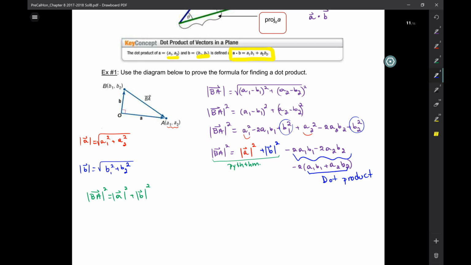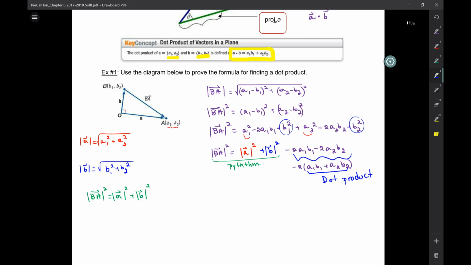Which angle are you talking about? The angle between A and B. You see this 90-degree angle? If it's 90, why do we have the dot product? That's the thing. If it's 90, this is going to be 0. If the angle between A and B was greater, the length of BA would be this plus a little bit more. This much more, as a matter of fact. Or if it was less, it would have been that much less. So that's the dot product.